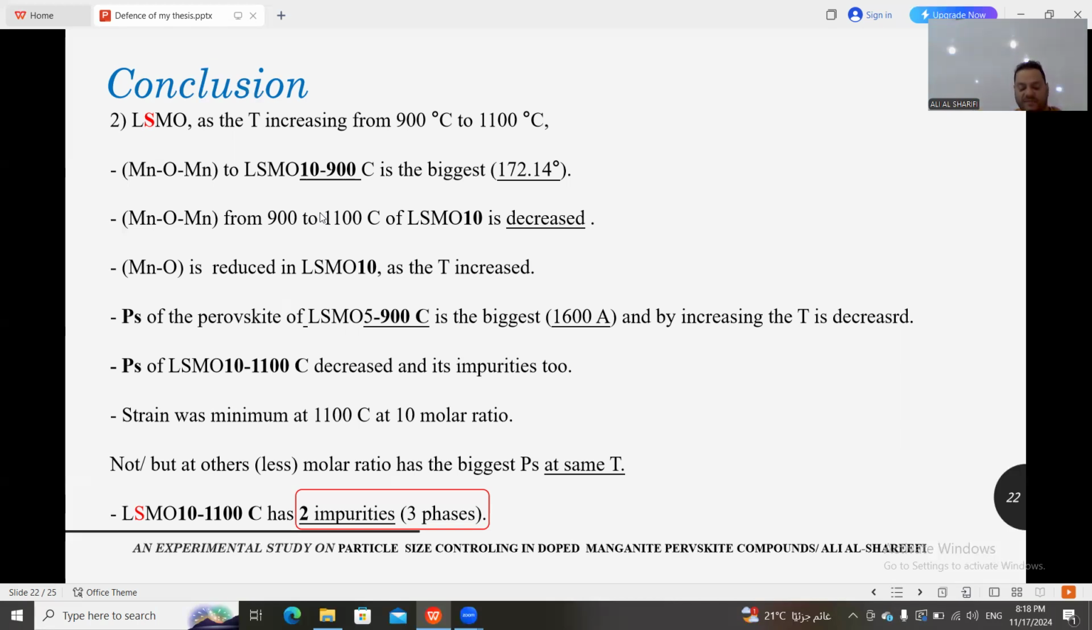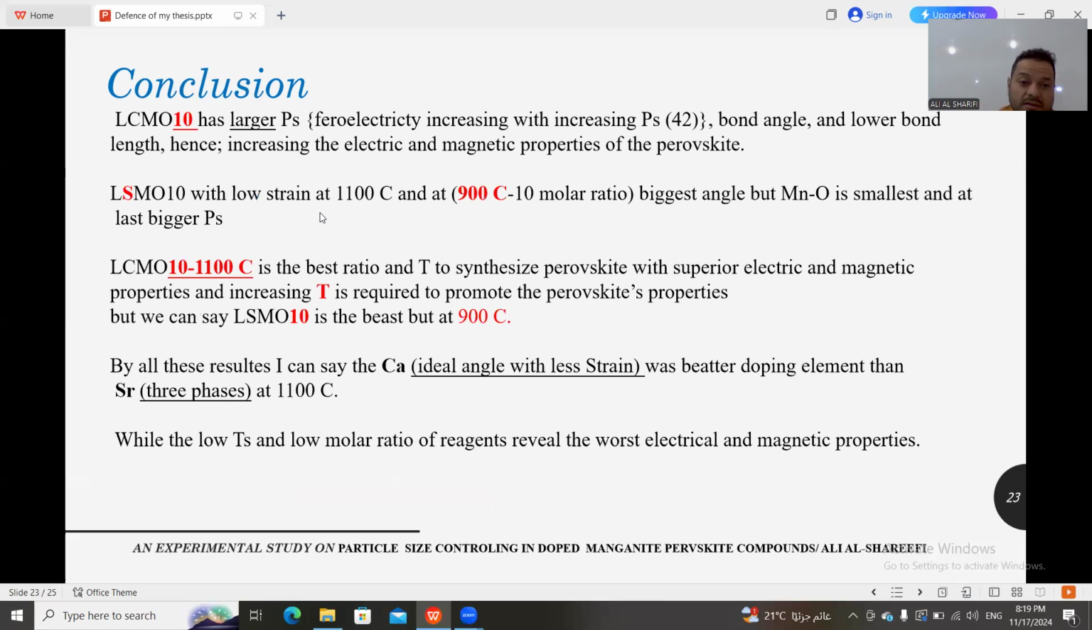At last, it's very important, and this is why I say strontium is not good as a doping element: here at 10 molar ratio and 1100 Celsius, it has 2 impurities. That means 3 phases, so surely the electric and magnetic properties will decrease.